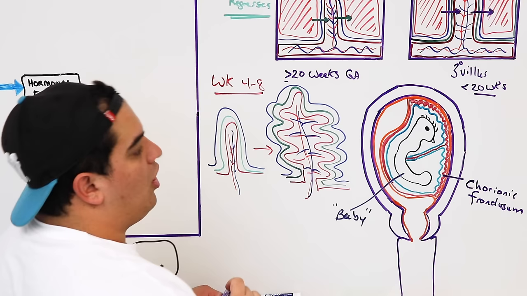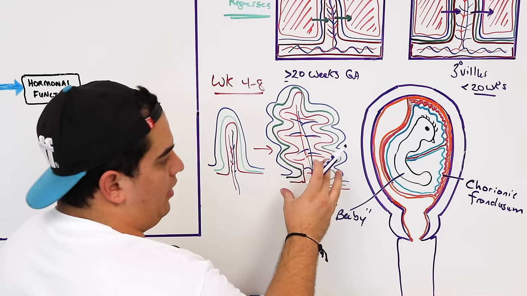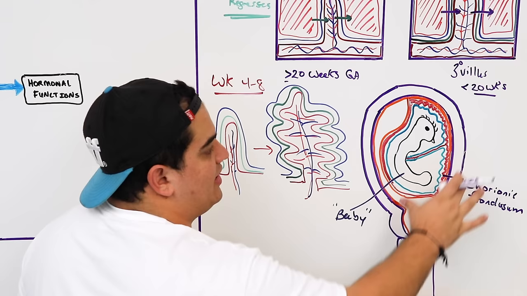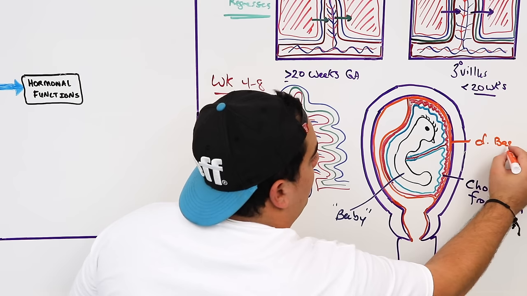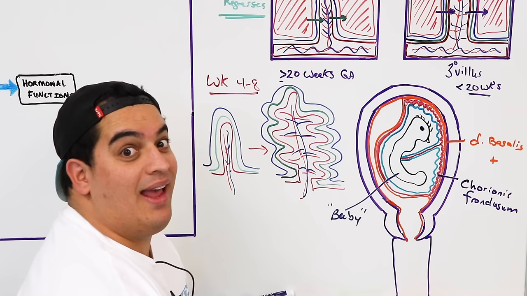Okay, so it's called the chorionic frondosum, which is just all this extensive tertiary villi structure that was derived from the chorionic plate protruding and interacting with the decidual lining. Second thing is, again, what is this orange lining that it's supposed to be interacting with? This is called the decidua basalis. And the decidua basalis and the chorionic frondosum, guess what they make?